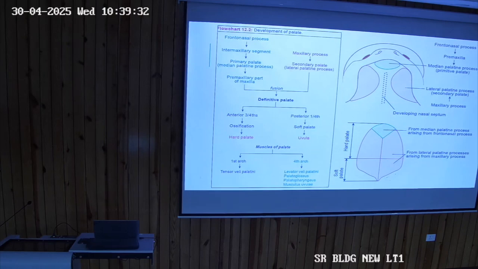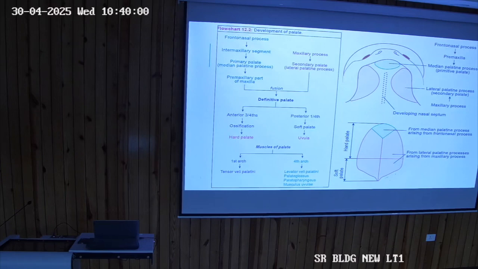Yes. There is the frontonasal process forming the intermaxillary part, basically the medial nasal process. Then the primary palate is formed by the intermaxillary part, and the maxillary process forms the secondary palate. Fusion of these two forms a complete definitive palate, and they are separated by the incisive foramen. Now this definitive palate undergoes ossification in the anterior 3/4 part, which is going to form the hard palate. The posterior 1/4 part is going to form the soft palate and uvula.